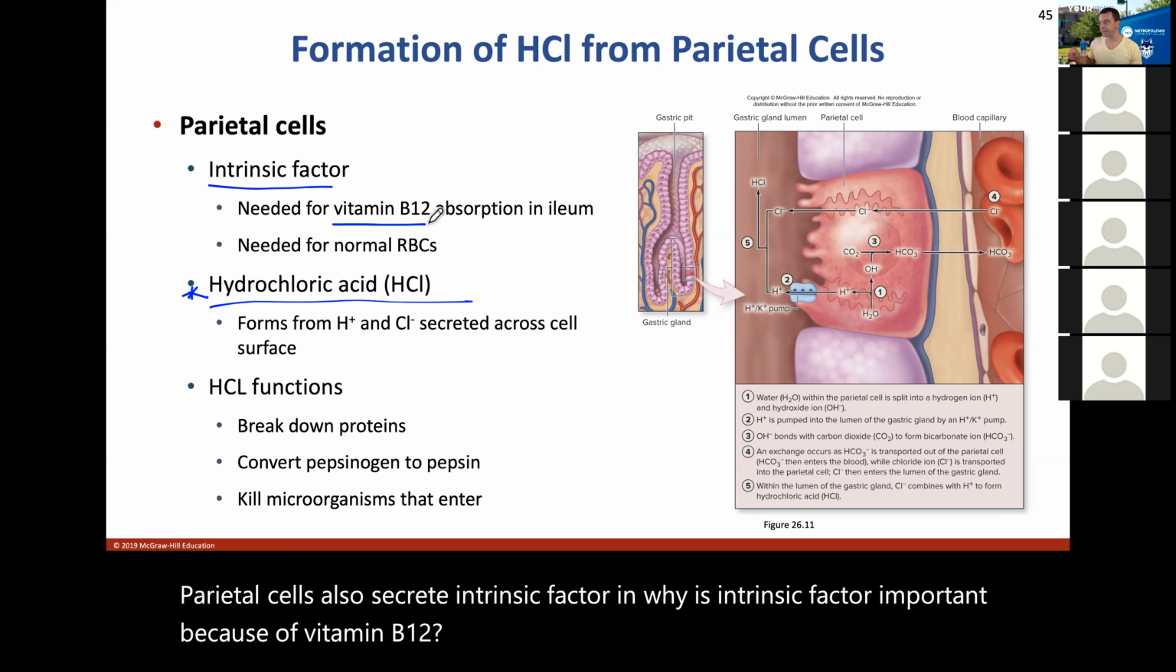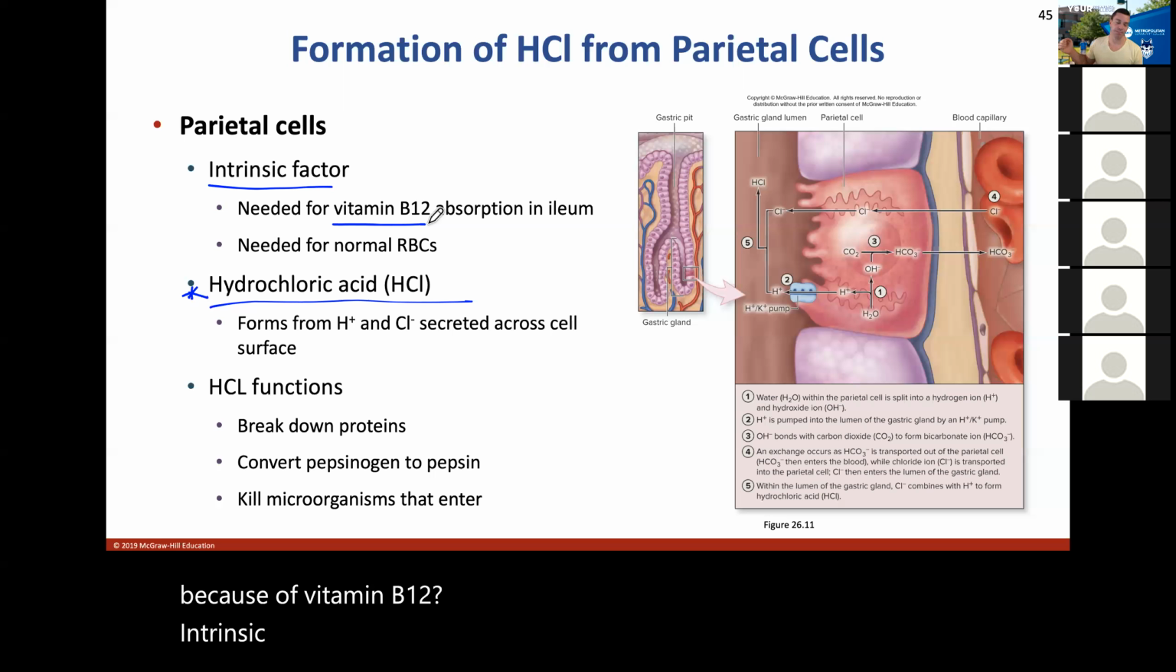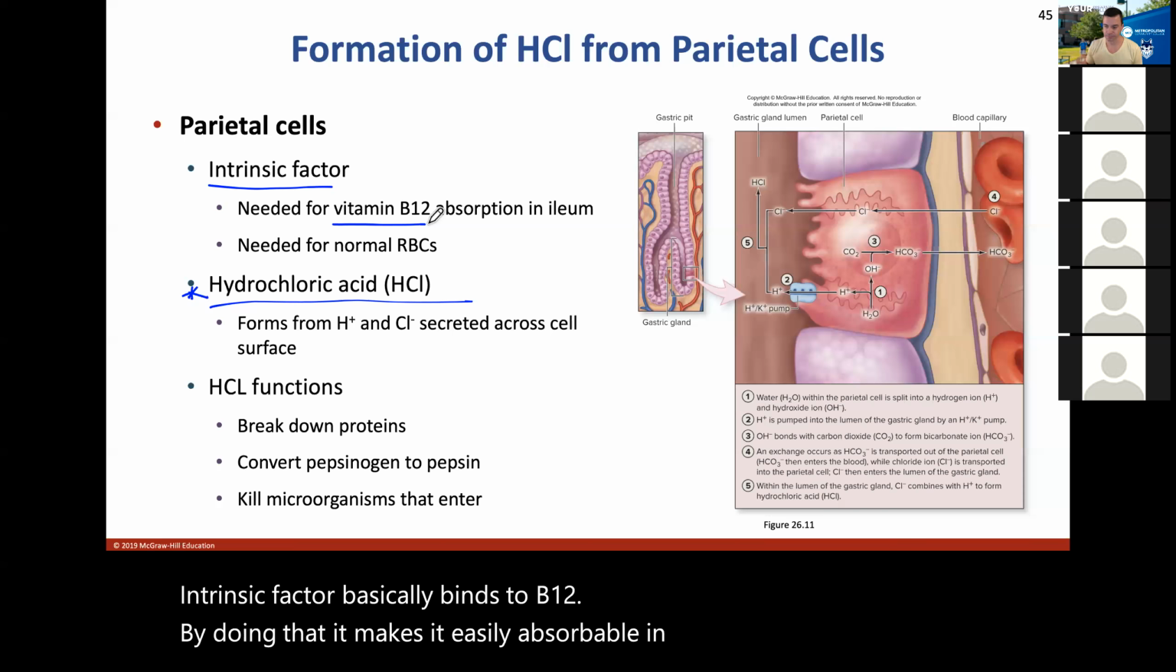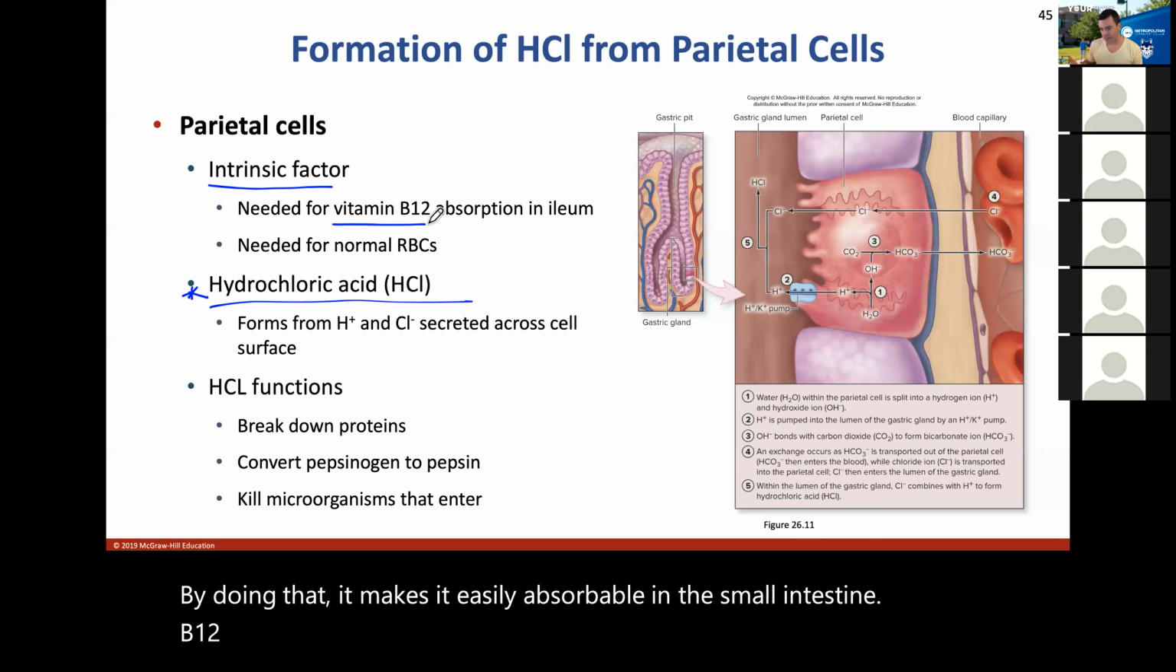Intrinsic factor basically binds to B12. By doing that, it makes it easily absorbable in the small intestine. B12 is fabulous for a number of things. One of them is red blood cell formation.